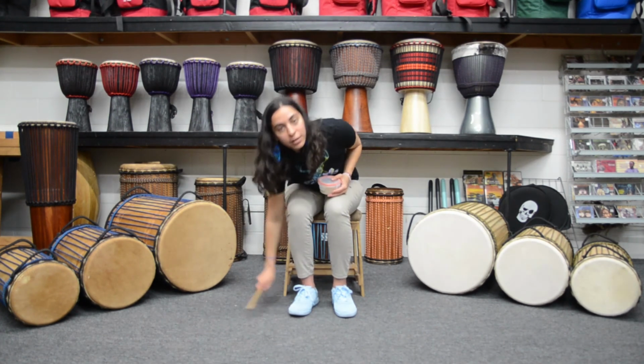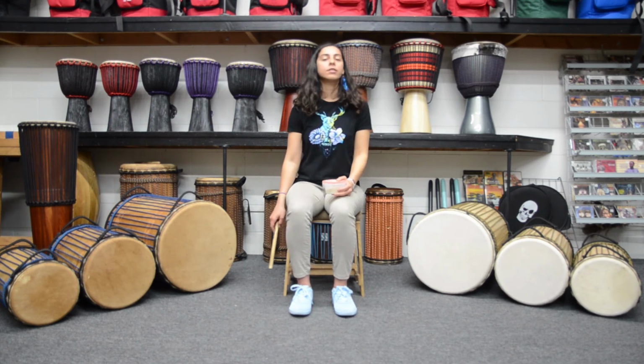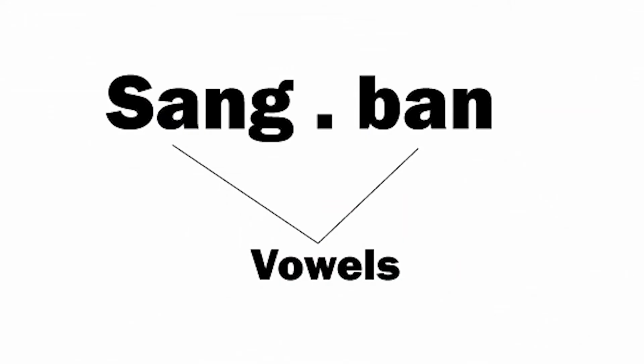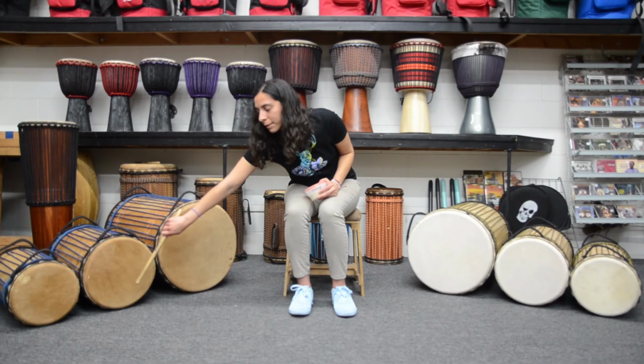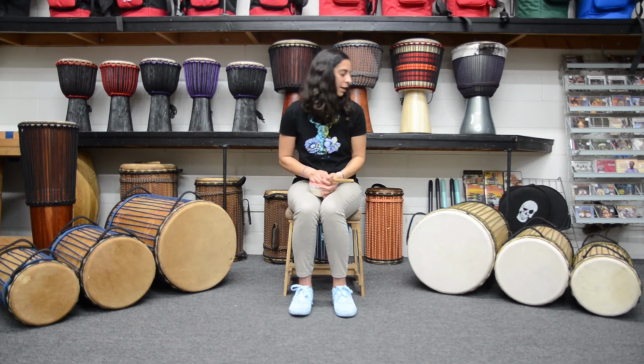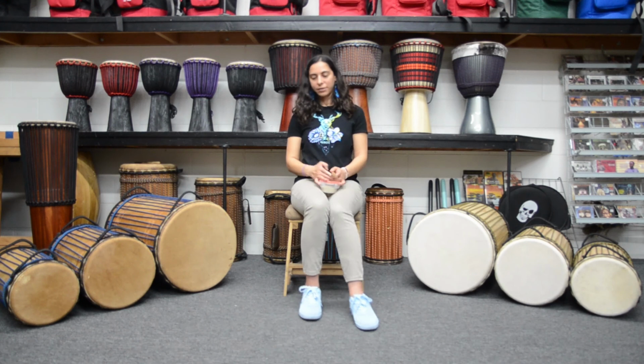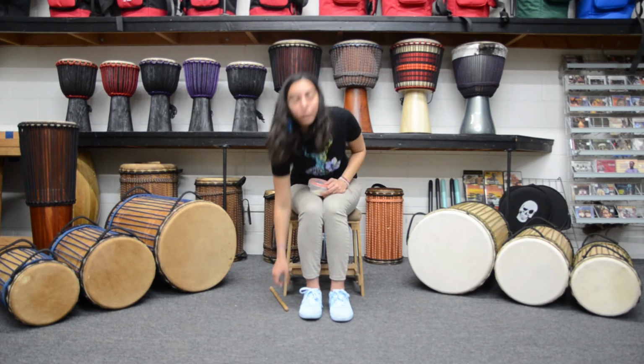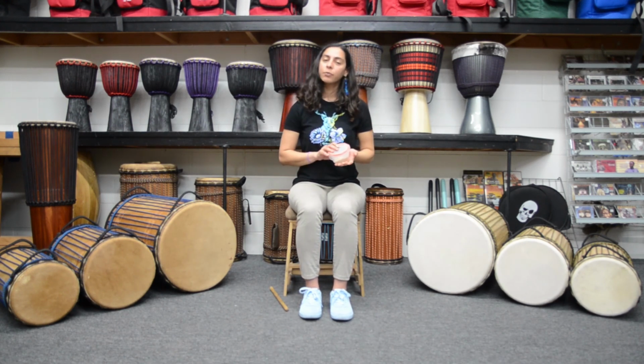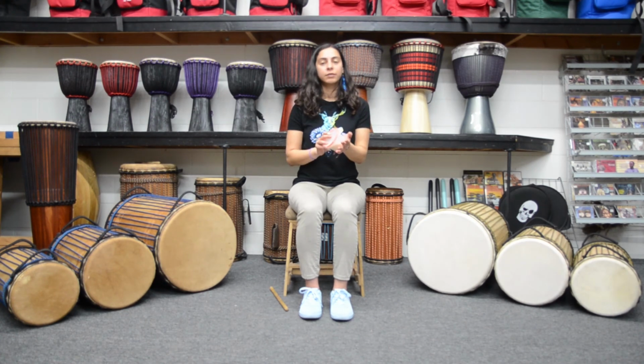Let's learn the second dunun family member. The one in the middle, that's the middle drum. It is called sang ban. So S-A-N-G-B-A-N. Sang ban. So let's see what sang ban sounds like. Very nice. So that's sang ban. That's the middle drum. So let's see how many syllables we have with sang ban. Sang ban. That was 2. Let's try that again. Sang ban.